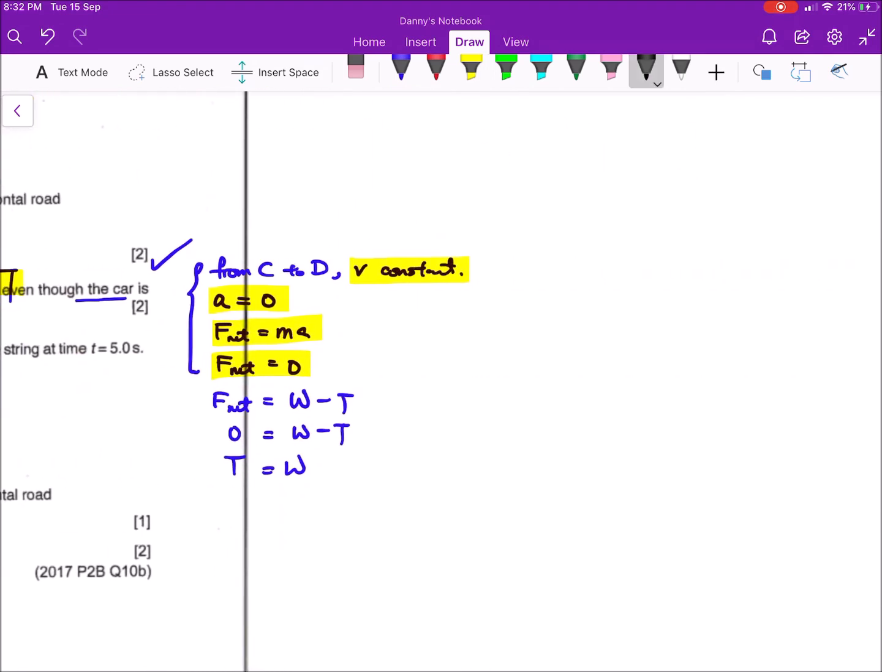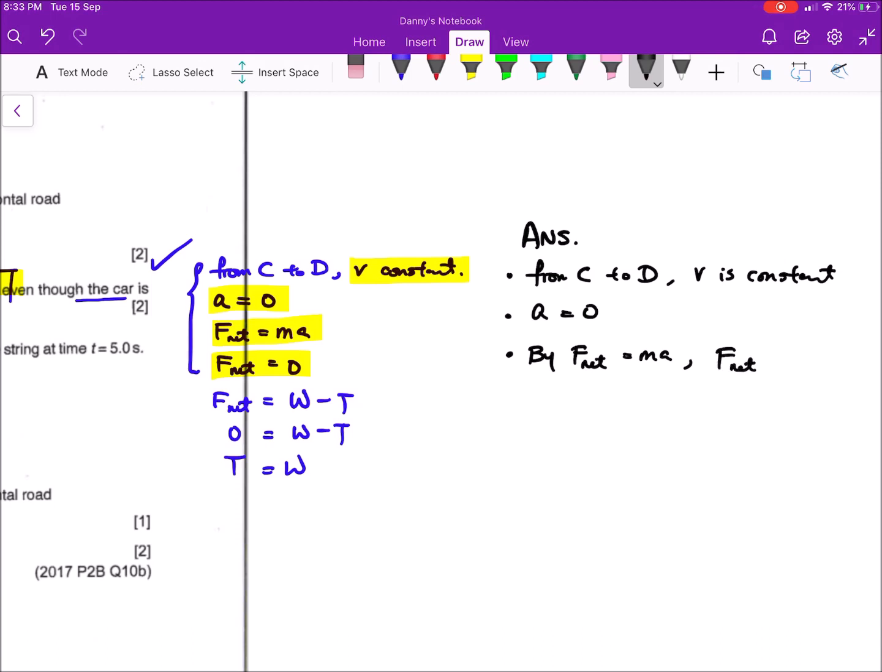So just for the sake of completeness, I will give you my answer on how I will write. So like I said, I will first say that from C to D, I interpret the graph. V is constant. Then I will say that when V is constant, my acceleration is zero. Okay, please spell it out properly. And then I will say that I know my laws. So I will say by F net equals to MA, this means that my F net will be zero. So therefore, all forces acting on the pendulum bob will be balanced.